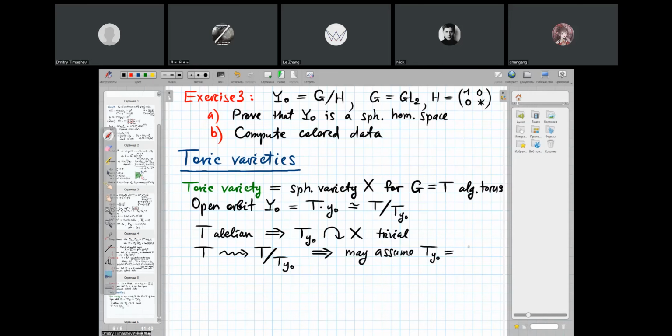Well, the stabilizer is also an algebraic group, right? Of course. It is an algebraic subgroup in the algebraic torus T. So the quotient is again an algebraic torus, right? Yes, the quotient group of an algebraic torus is always an algebraic torus. This is a standard fact in the theory of algebraic groups, which, by the way, we already mentioned sometime before. So we may assume that the stabilizer is trivial, and this means that the orbit.